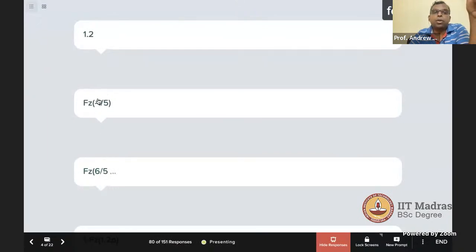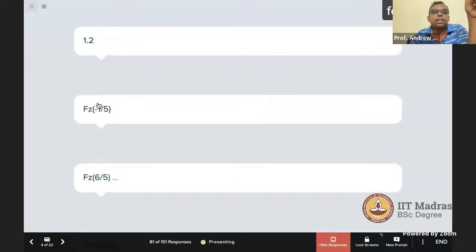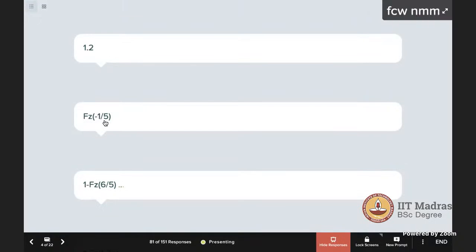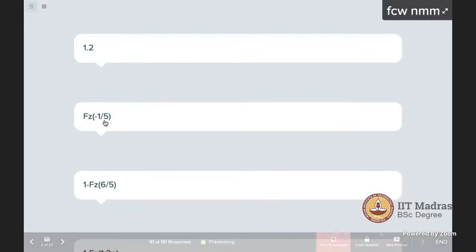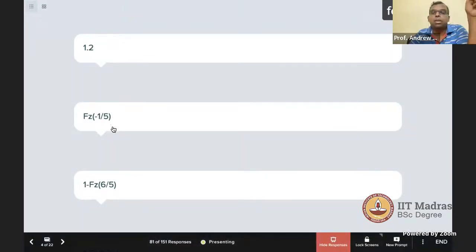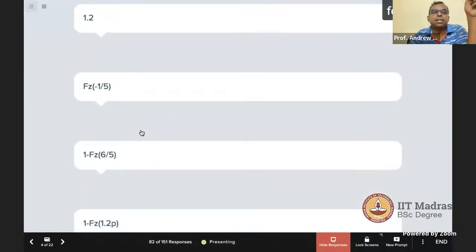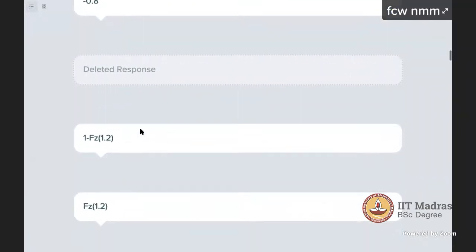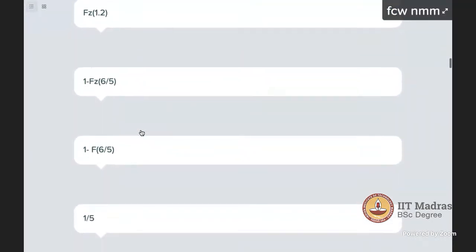So you can also write it another way. FC of minus 1.1 by 5, is that correct? Let me see. FC of minus 1 by 5? No, that's not correct. What about FC of minus 6 by 5? Is that correct? No, that's not correct either.